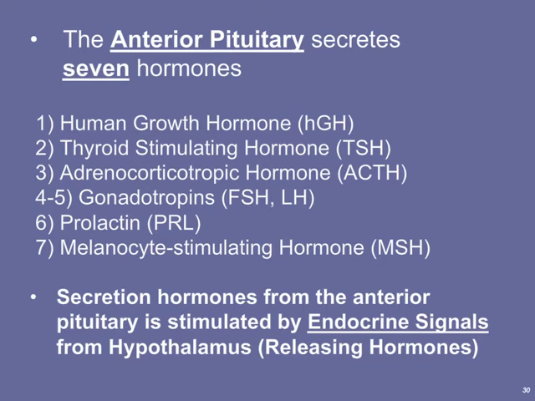The anterior pituitary or adenohypophysis secretes 7 different hormones. These include human growth hormone, HGH, thyroid stimulating hormone, TSH, adrenocorticotropic hormone, ACTH, and the gonadotropins, FSH and LH, which act on the gonads. Also included are prolactin and MSH, or melanocyte stimulating hormone. Secretion of these hormones from the anterior pituitary is stimulated by endocrine signals from the hypothalamus, known as releasing hormones.